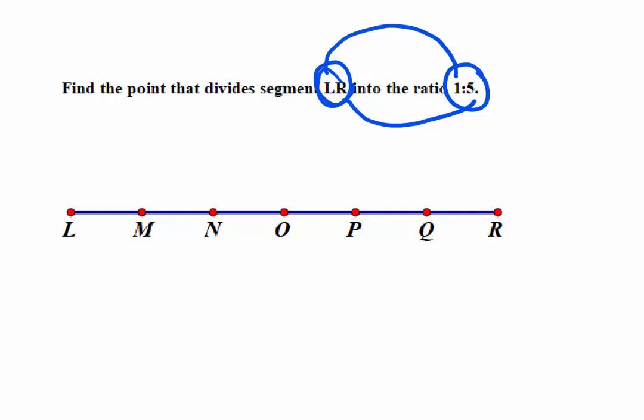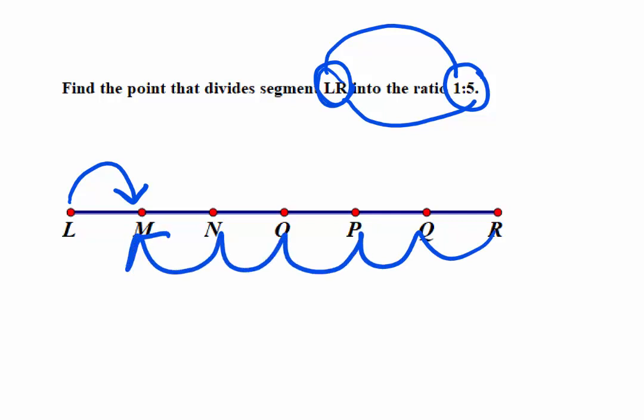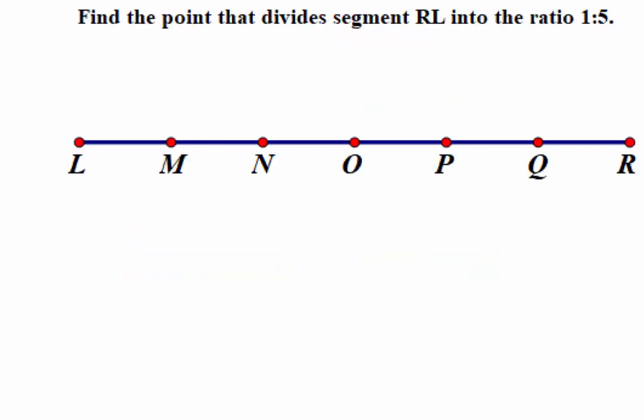So if I look at this, I've got 6 sections altogether. I want one full equal section from L and 5 equal sections from R. So the point that I'd be looking at for this one would be point M.